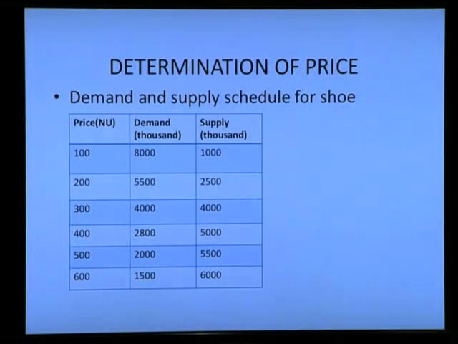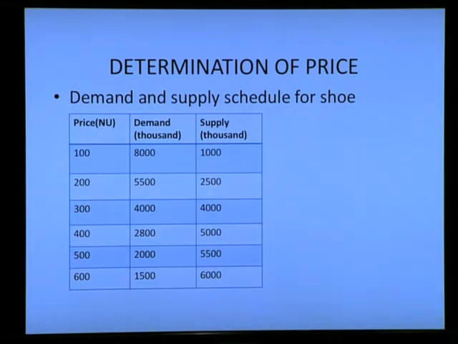Here I have a demand and supply schedule for shoes. If you look into this schedule, you can see that there is an inverse relationship between price and demand for shoes. For example, when price increases, demand will decrease, and when price decreases, demand increases. And the relationship between price and supply is direct, meaning when price increases, suppliers normally produce more and supply more of that commodity in the market.